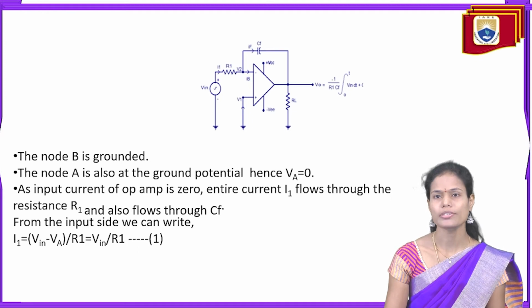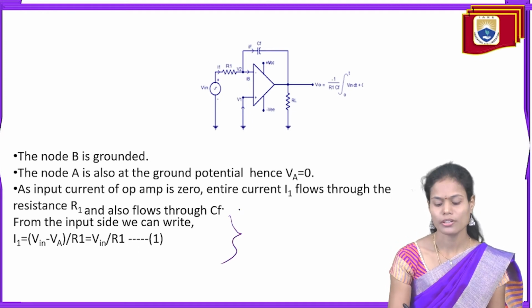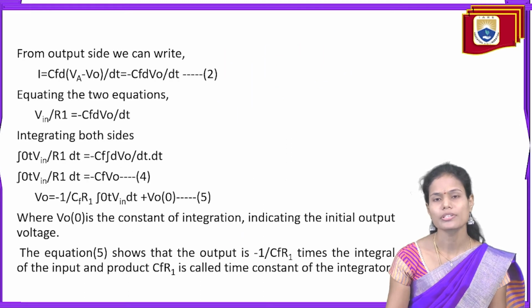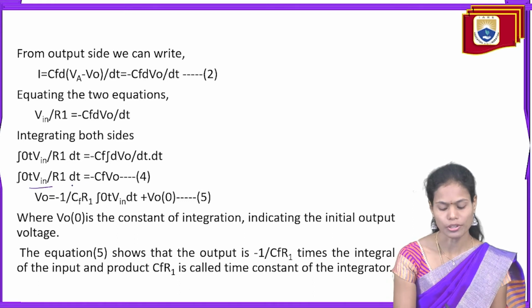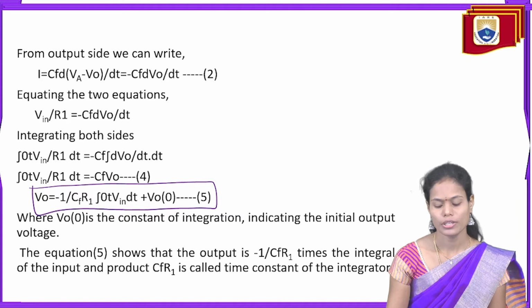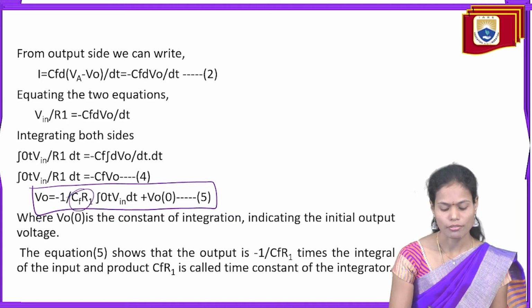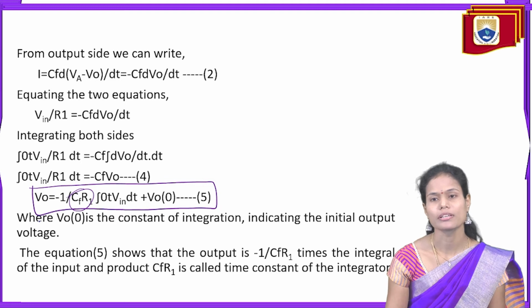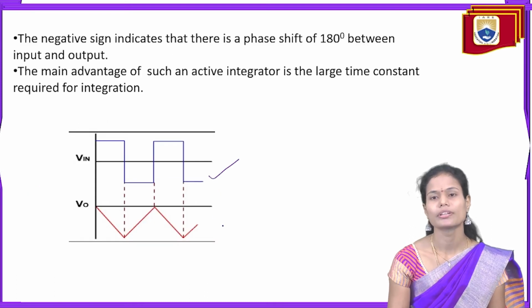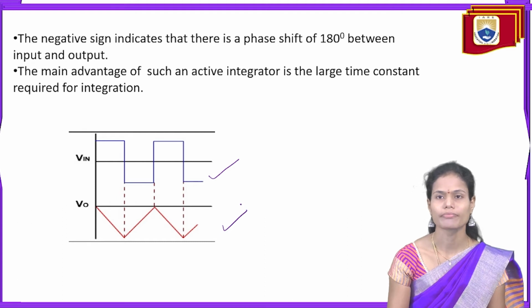Here we have to analyze this particular circuit to find the output voltage. For that, we apply KVL across the input side as well as the output side of the circuit, so that we get two equations, and we equate the two equations to find the final output voltage. So this is the final output voltage of the integrator circuit. Here R1 CF is the time constant of the circuit.